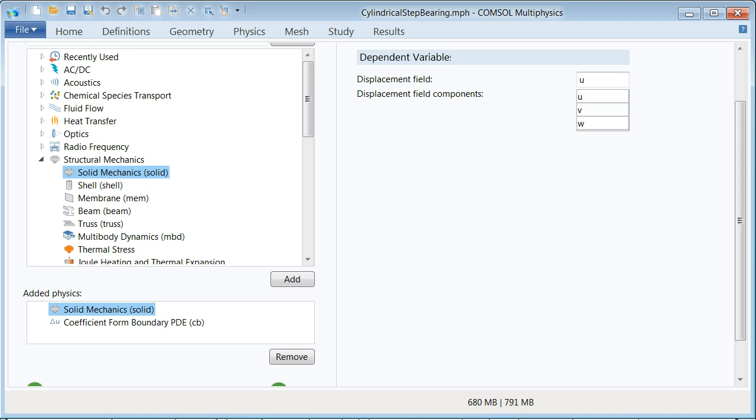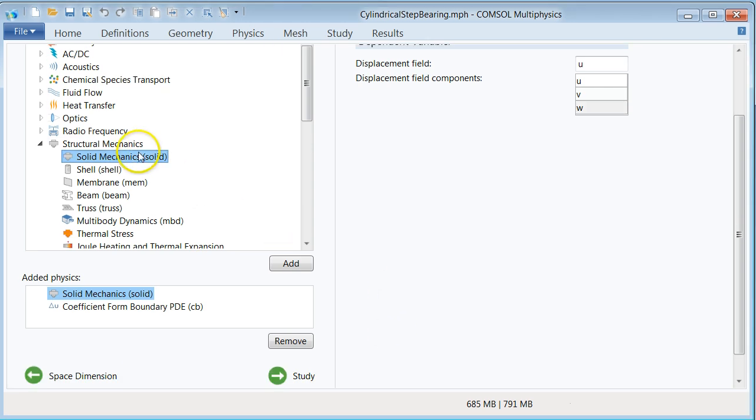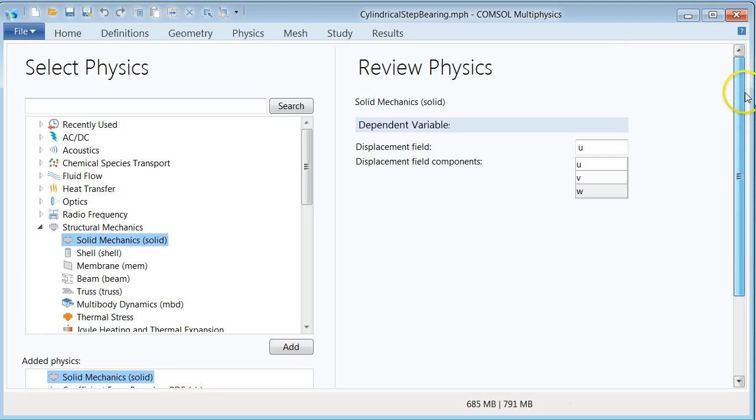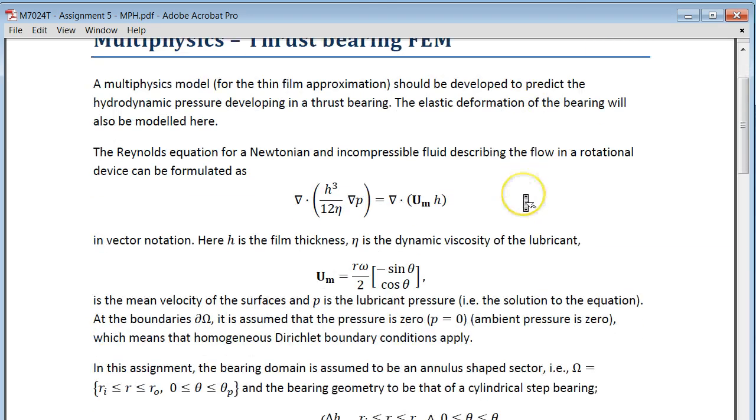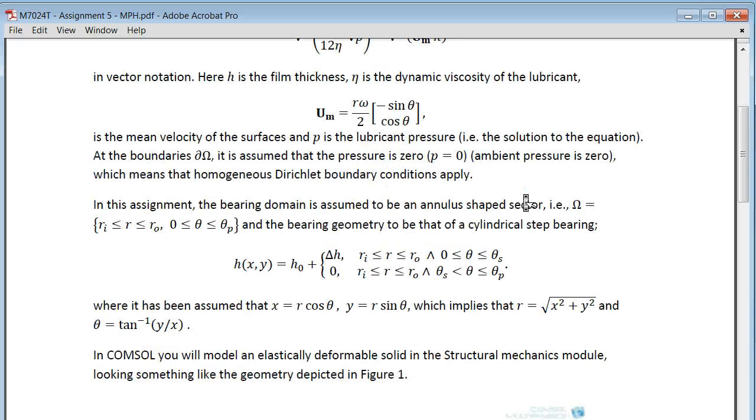In COMSOL, a model will be built that is based on the structural mechanics physics. This physics lets you model the elastic slab of material that in this case will be representing the bearing collar. In the structural mechanics physics, it is the displacement field which is the dependent variables. W, which is the displacement normal to the bearing pad surface, will alter the gap between the bearing and the collar. The gap between the bearing and the collar is known as the film thickness when modeling the thin film flow in this interface by means of the Reynolds equation.